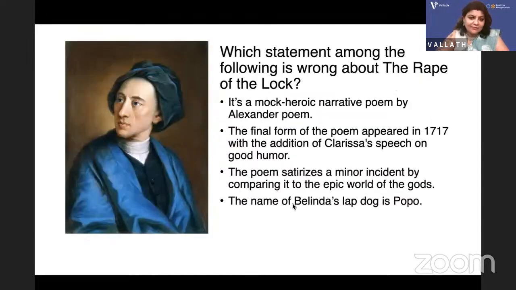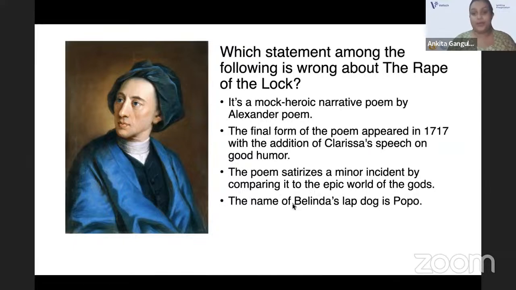Next question, Ankita. Which statement among the following is wrong about The Rape of the Lock? Firstly, it's a mock-heroic narrative poem by Alexander Pope. Next, the final form of the poem appeared in 1717 with the addition of Clarissa's speech on good humor. The poem satirizes a minor incident by comparing it to the epic world of the gods. And lastly, the name of Belinda's lapdog is Popo. So which statement is wrong?